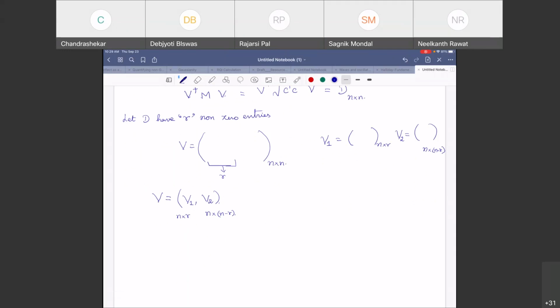Now, if we let V1 and V2 act on C, we can similarly split the C matrix into C1 and C2. Then again we can write C equal to C1, C2, where C1 would be N cross r and C2 would be N. So if we split this, I have C1 dagger C.